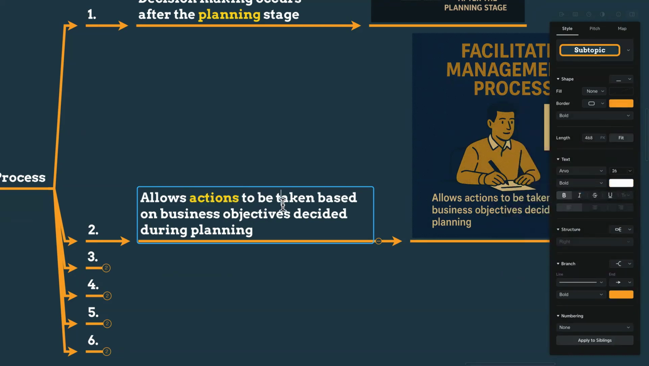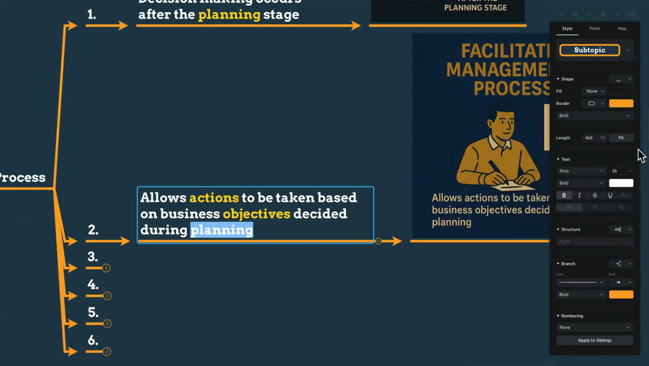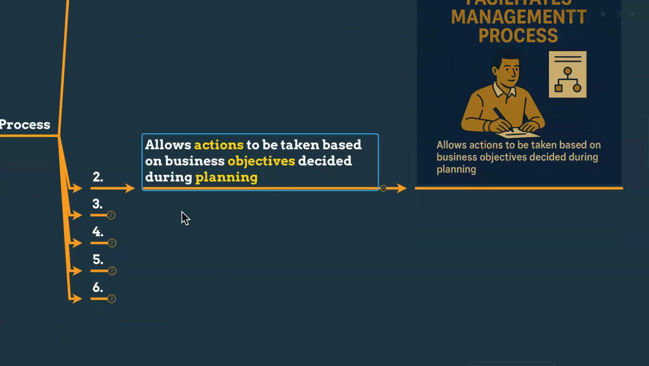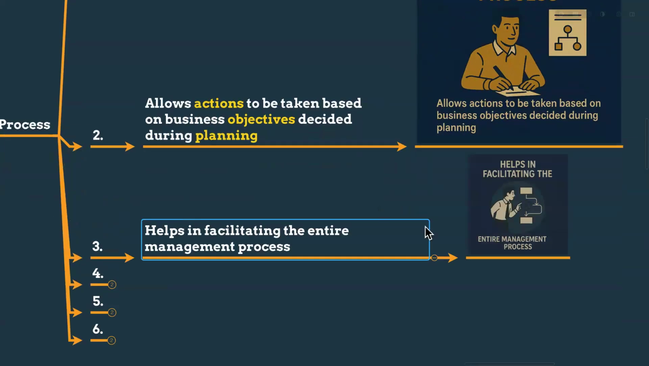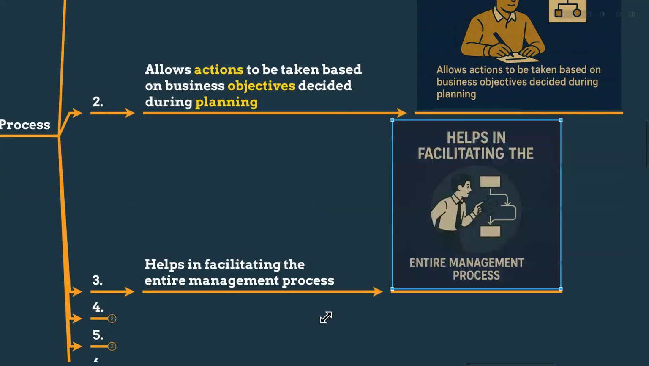You have to organize, you have to lead, you have to do motivation, you have to control. So it will allow actions to be taken based on your objectives, right? You have decided during your planning stage, you have already planned. So now you have to choose the best possible action to achieve that plan, right? And it helps in facilitating the entire management process, my dears, right?